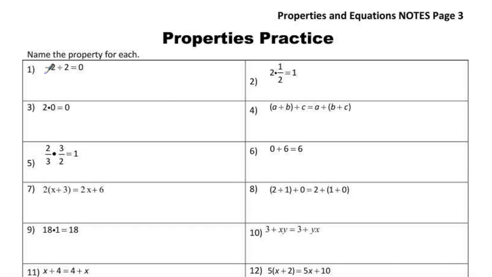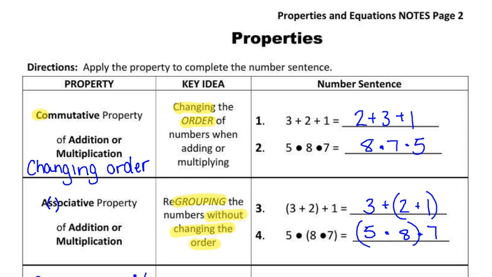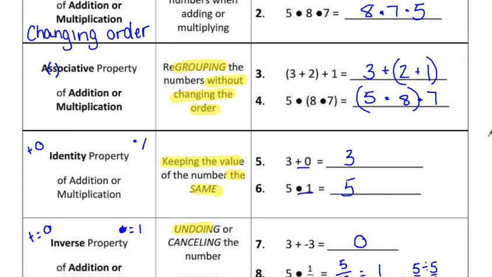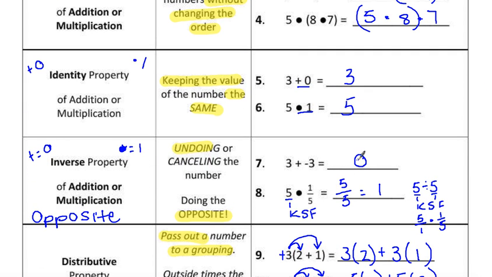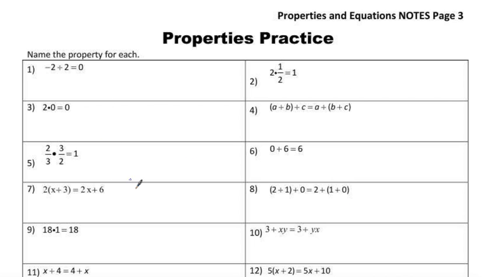So if we look at number 1, I have a negative 2, and then I have this positive 2, and it equals 0. If we go back and we look at our examples, we need a negative and a positive equals 0. That's this one right here. So this is the inverse property of addition. So we're going to write inverse prop of add. And you can shorten these a little bit. Just make sure you leave enough letters so that we know what you're talking about.